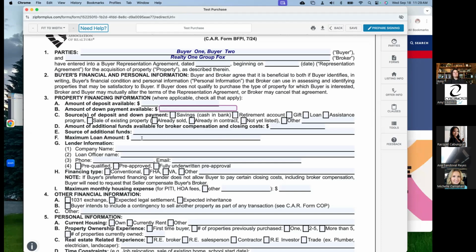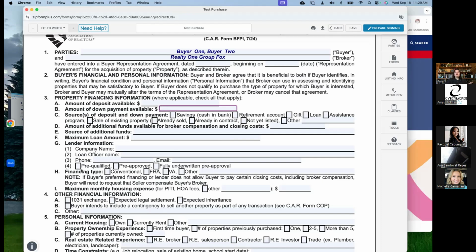Maximum loan amount. What do you want your max purchase price to be, or max loan amount versus purchase price? Who's their lender? Are they pre-qualified, pre-approved, fully underwritten pre-approval? In case you're like me and you always get confused over what's pre-qualified versus pre-approved, we just go to the next line on fully underwritten pre-approval. A pre-approval is where the bank has actually reviewed their income and asset documentation. They've pulled credit. They've had a conversation with these buyers.